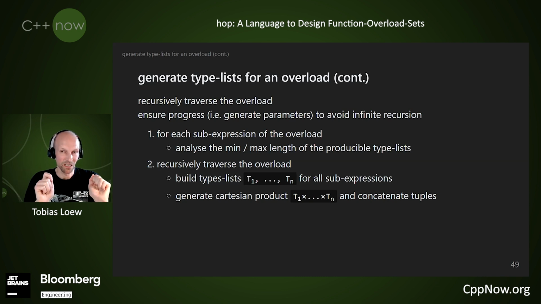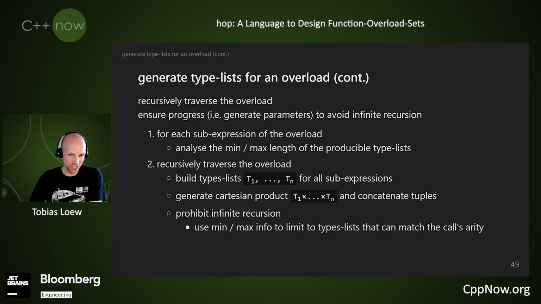So from a mathematical point of view, we get a set of type lists, where each type list is generated by one of the sub-expressions. But for the expression that we're currently producing, we have to sequence them all together, or concatenate the tuples. Okay. And furthermore, we have to prohibit infinite recursion.